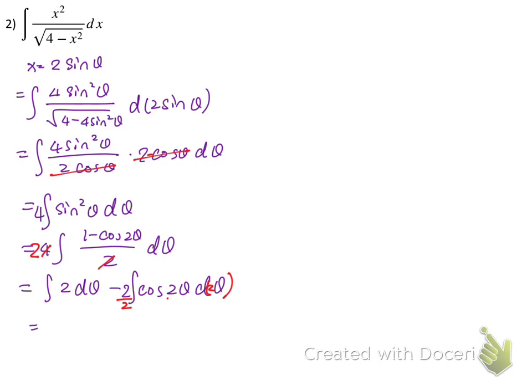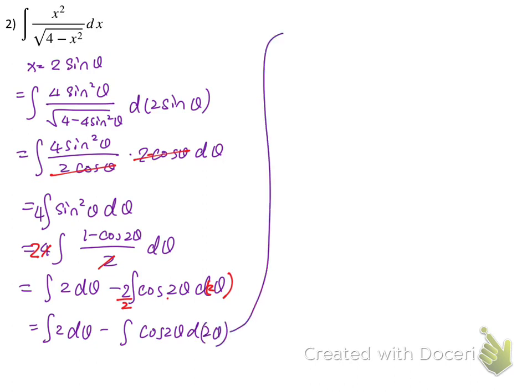I'll keep it at this step, minus cosine 2 theta d(2 theta). So that gives me 2 theta from my first integral minus sine 2 theta from my second integral, and then plus c. How are we going to get this sine 2 theta? Sine 2 theta, we have the double angle formula. That's actually 2 sine theta cosine theta, plus c.